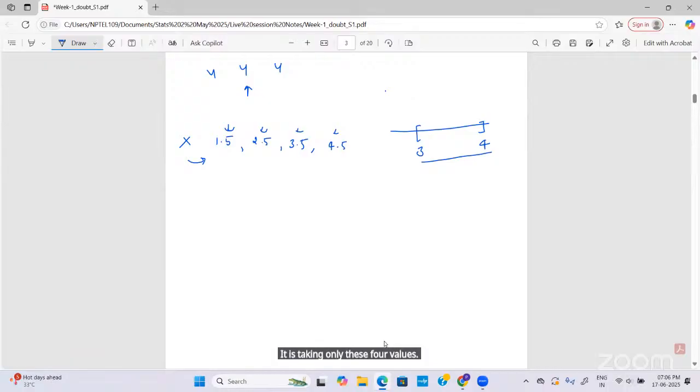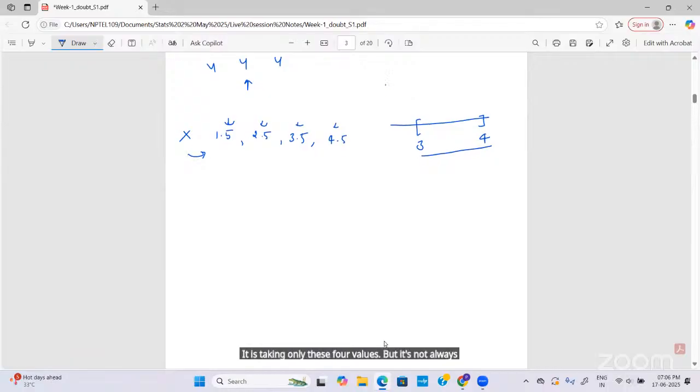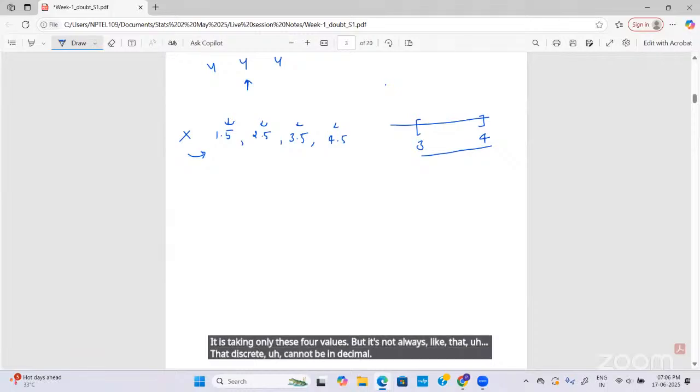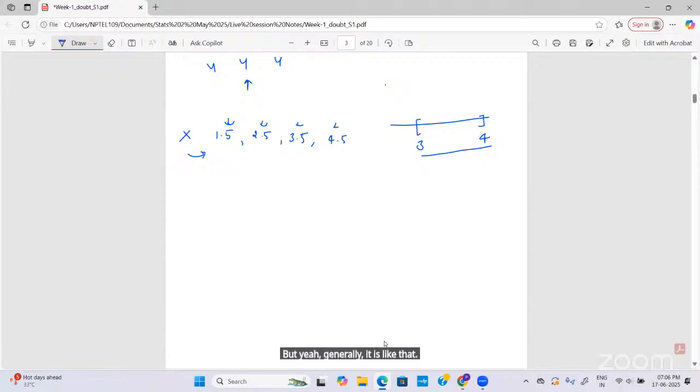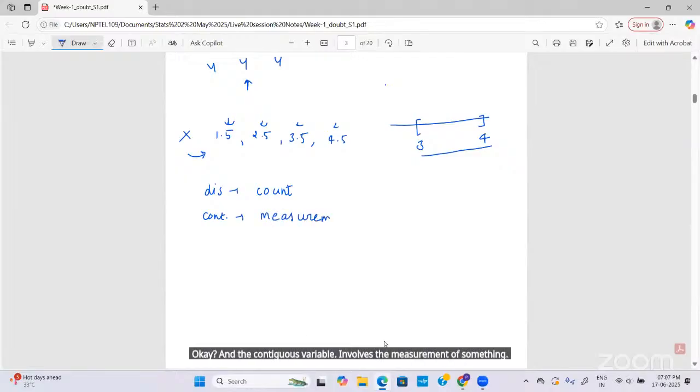So it is not always like that, that discrete cannot be in decimal. But generally it is like that. A discrete variable involves the counting, and a continuous variable involves the measurement of something. Sorry, ma'am, can you repeat your last statement? Yes, a discrete variable involves the count of something, and a continuous variable involves the measurement of something. Okay.